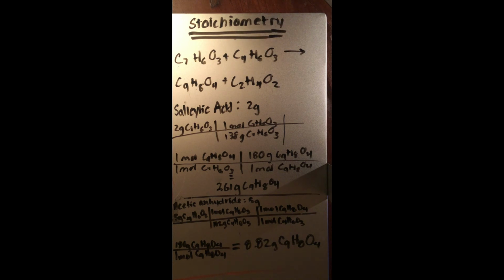If you divide our theoretical yield of 2,610 milligrams by the recommended dosage for a headache, which is again 325 to 650 milligrams, then you will find that there will be 4 to 8 doses of aspirin made from 2 grams of salicylic acid and 5 grams of acetic anhydride.